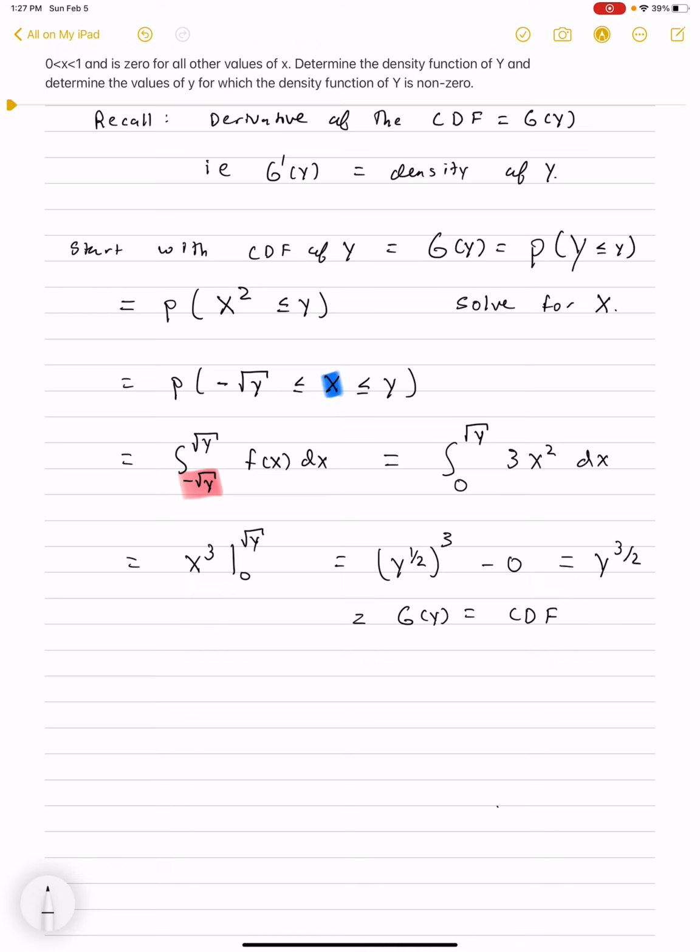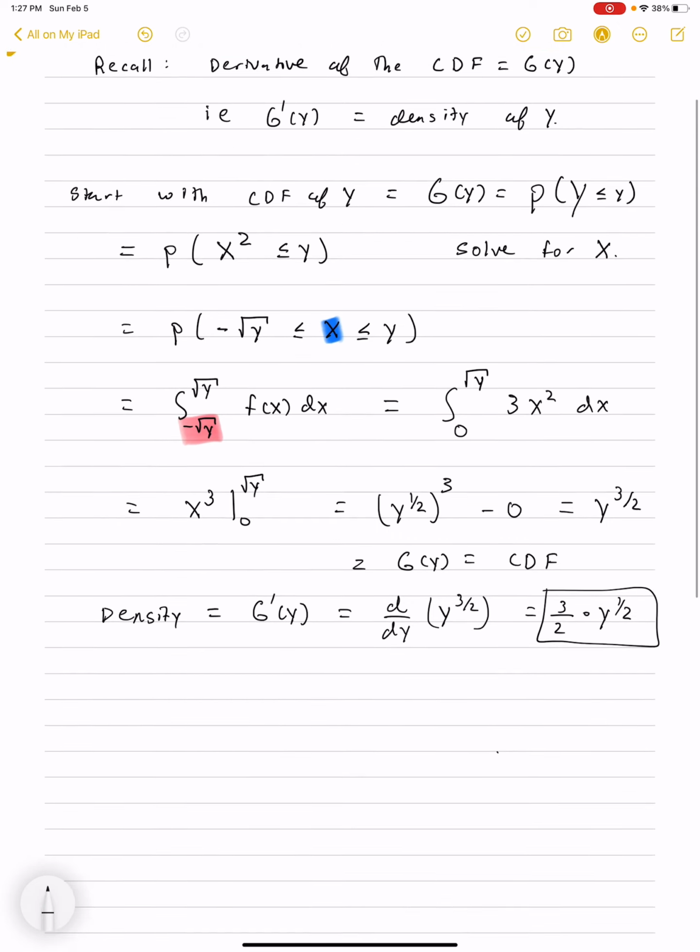I want the density. So the density, that is the derivative of this. So d over dy of y to the 3/2 power, this will be 3/2 times y to the 1/2. And this is the density.